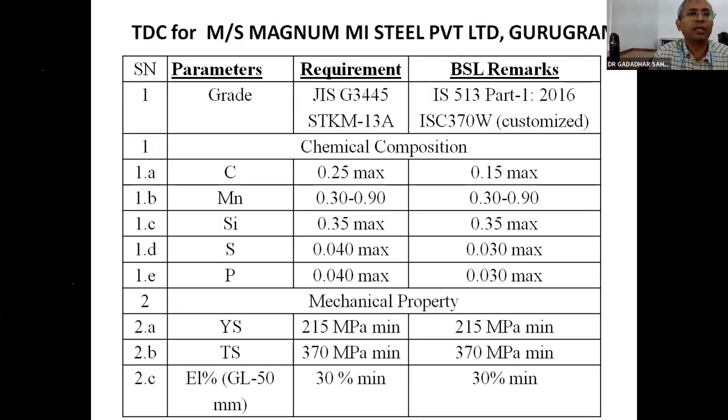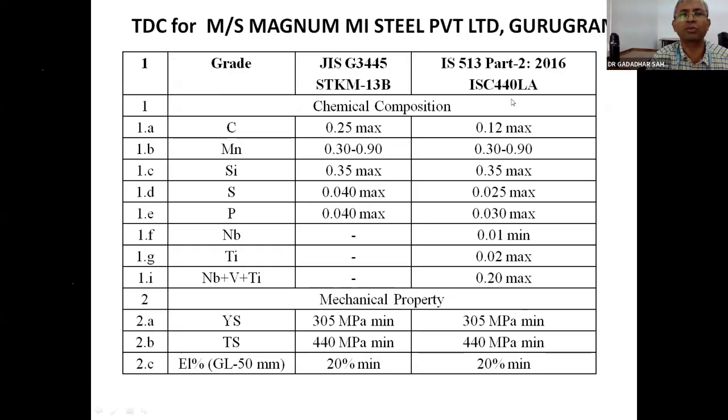I'm coming to that. Here for Magnum Steel, you see there is GIS 3445. Their grade requirement was STKM 13A. We can customize 370W and certify in this grade, and we can supply. The minimum requirement here is 370 MPa UTS and 215 MPa YS. This is matching with this. This is part one, but next I will be showing you part two. You are able to see this slide now.